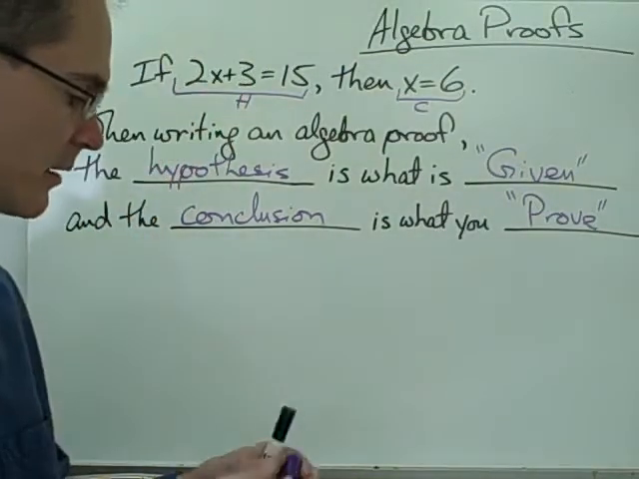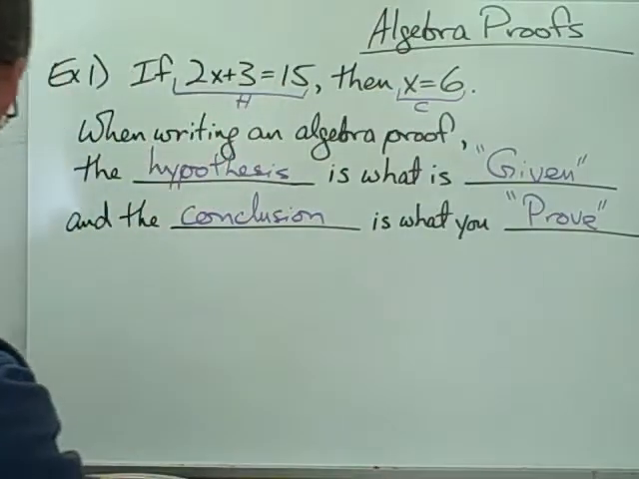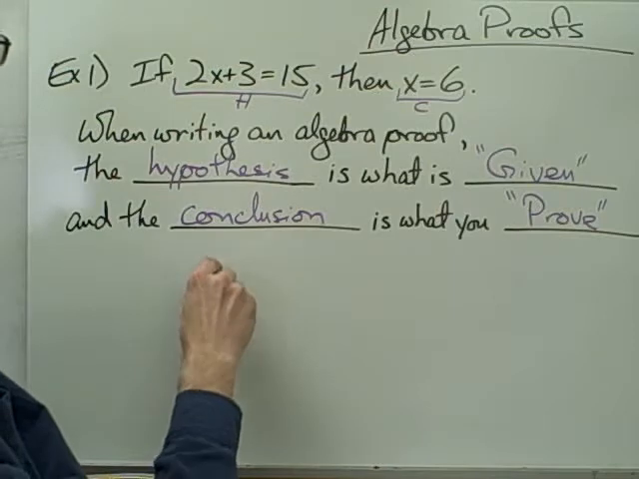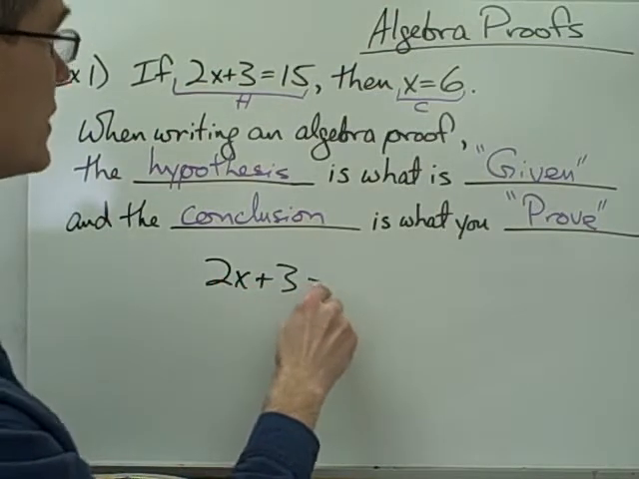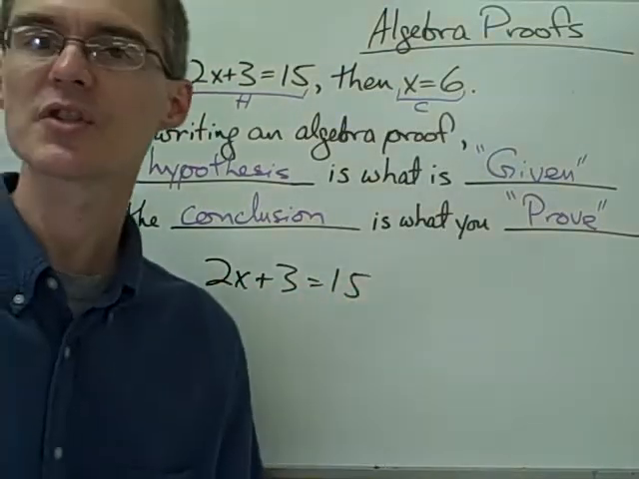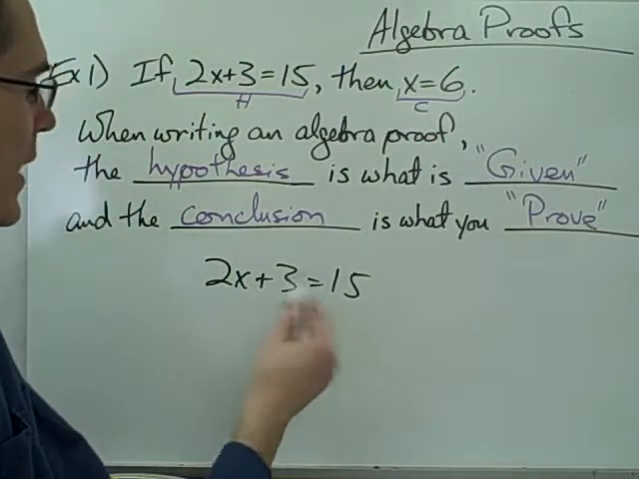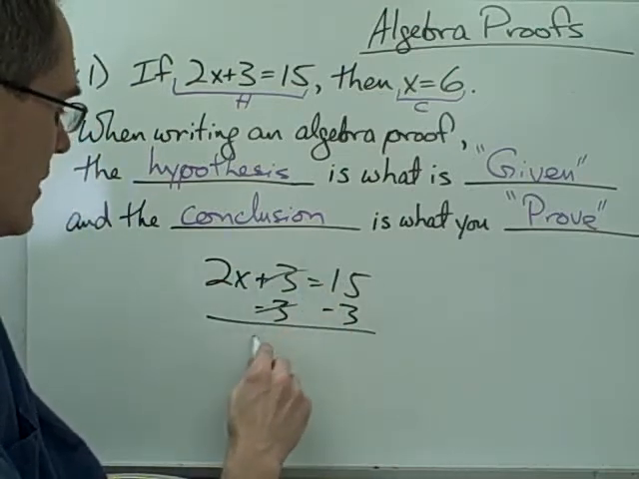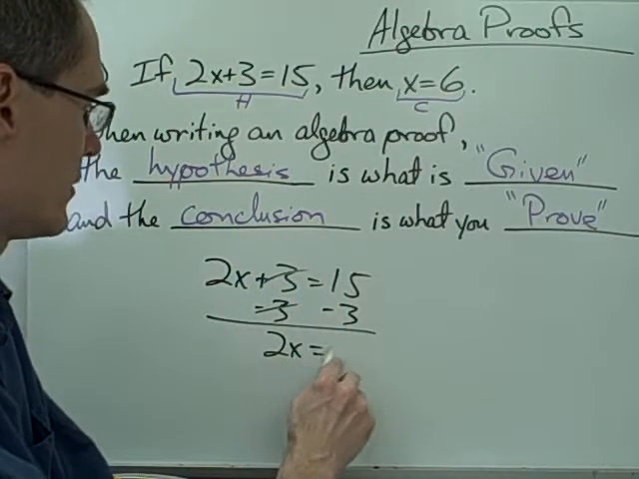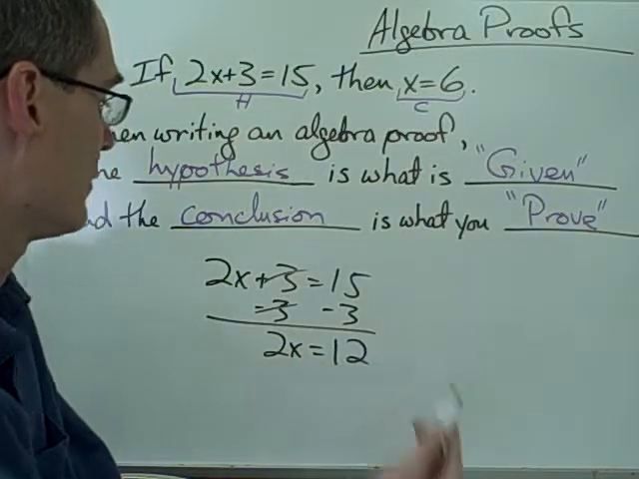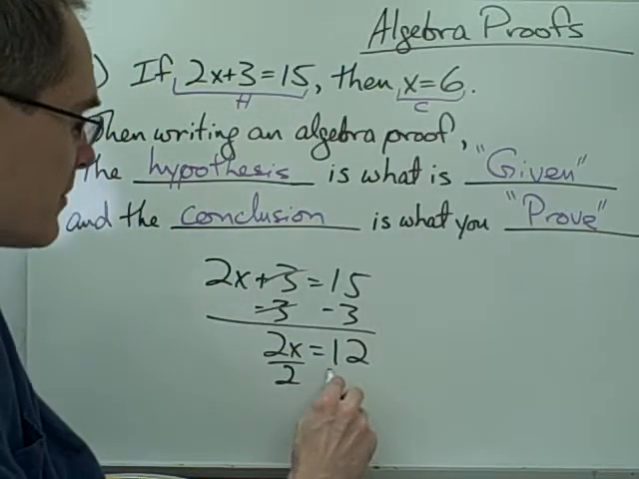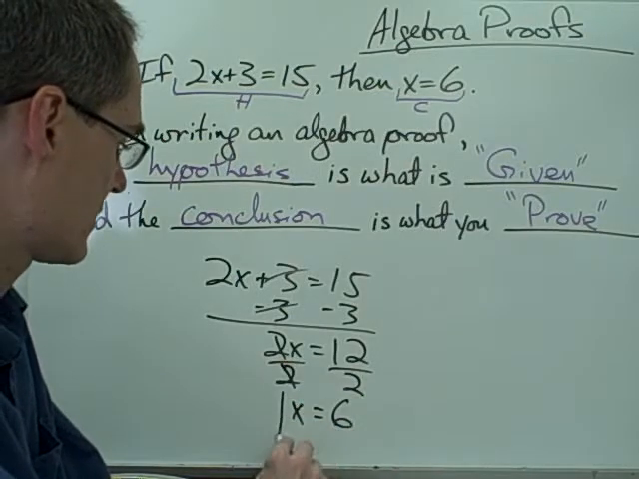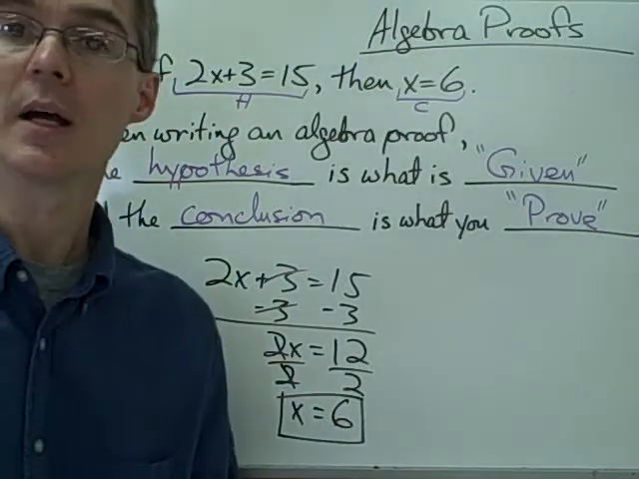Now, something that I want to note here about algebraic proofs: for this particular equation right here, 2x plus 3 equals 15. Now, if we were just going to solve this equation in the normal way, it wouldn't be that difficult. It would look something like this. We'd subtract 3 from both sides, and that would give me 2x equals 15 minus 3 is 12. And then I would divide both sides by 2, and that would give me x equals 6. And then I'd be done.